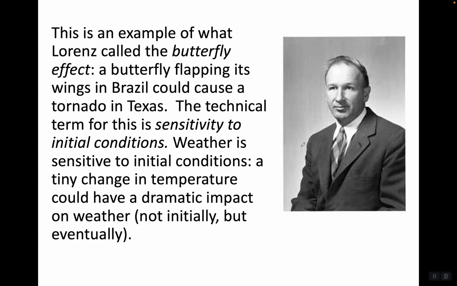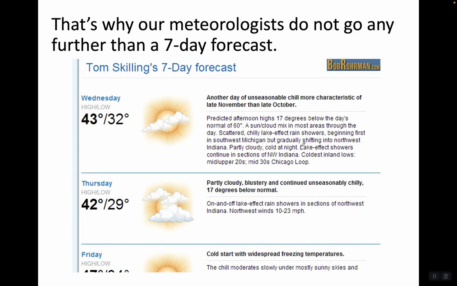This is an example of what Lorenz called the butterfly effect. A butterfly flapping its wings in Brazil could cause a tornado in Texas eventually. The technical term for this is sensitivity to initial conditions. Weather is sensitive to initial conditions. A tiny change in temperature could have a dramatic impact on weather, not initially, but eventually. That's why our meteorologists do not go any further than a 7-day forecast.